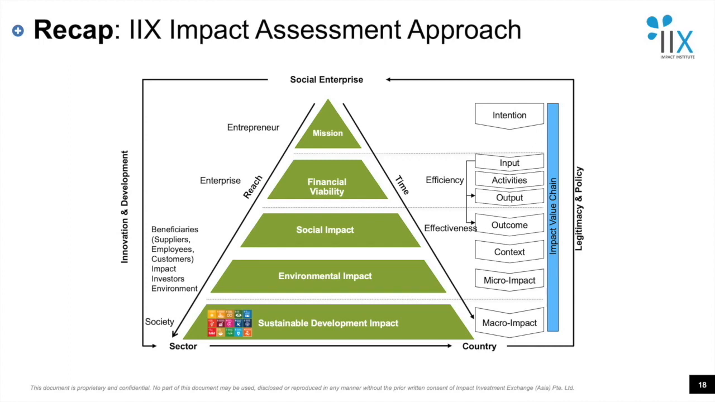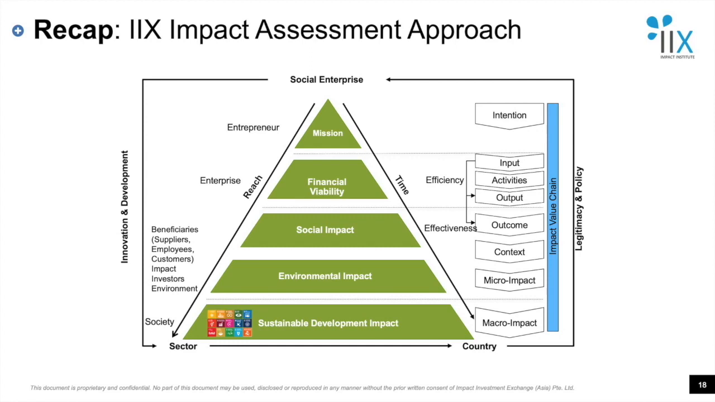So in this case, once again, you know this, but we're just recapping. We look at this pyramid from the top down. We start with the mission of the enterprise. We focus then on the financial viability. Then we look at the social impact and the environmental impact. And then we look at the overall Sustainable Development Goals, how it's achieving them, and the impact on the community. On the right side, you'll see that the pyramid very effectively captures the impact value chain in terms of the intentionality, the efficiency of the enterprise, then the effectiveness, and then, of course, the macroeconomic impact of the organization on the community.